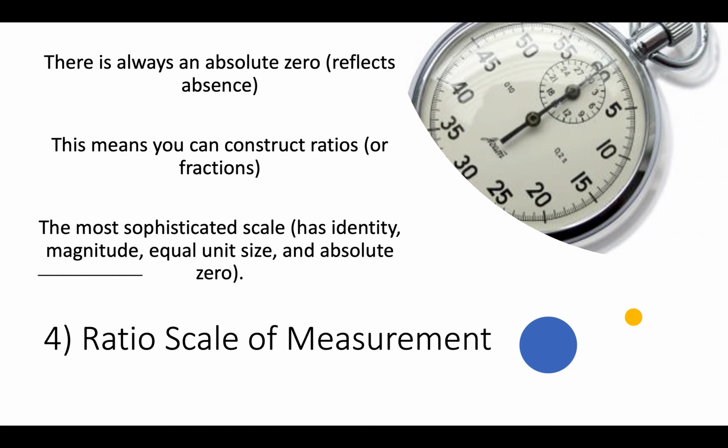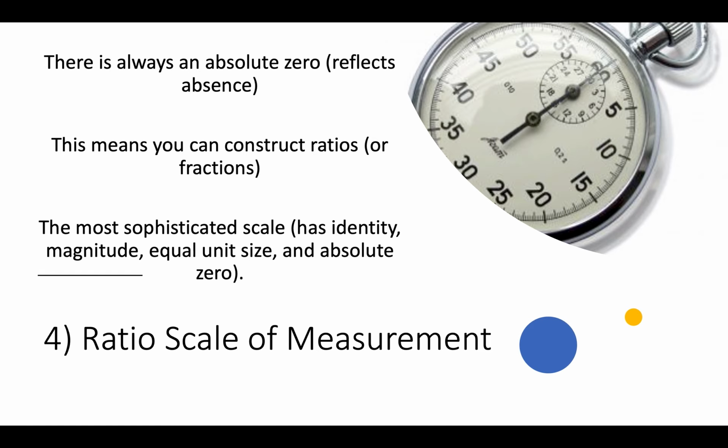Which takes us to our 4th scale of measurement, the ratio scale. So the ratio scale of measurement is the most sophisticated scale of measurement. There is always an absolute 0, meaning that we can construct fractions and ratios from our data. Now, this doesn't matter at all to you yet, but it does mean that we can conduct more precise analyses on our data, right? So what properties does it have?